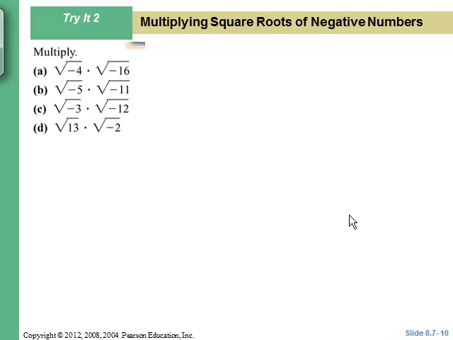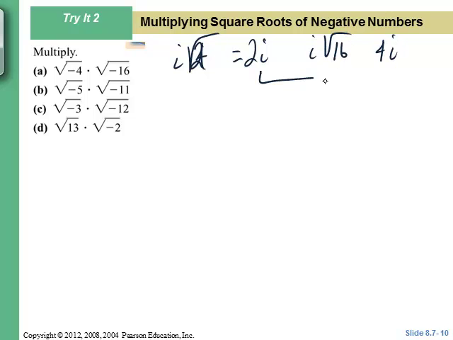Okay, you do these. So this is i square root of 4 is 2, so that's 2i. i square root 16 is 4i. 2i times 4i is 8i squared. i squared is negative 1, so that's negative 8.